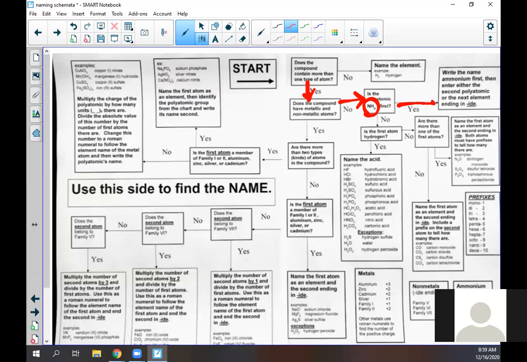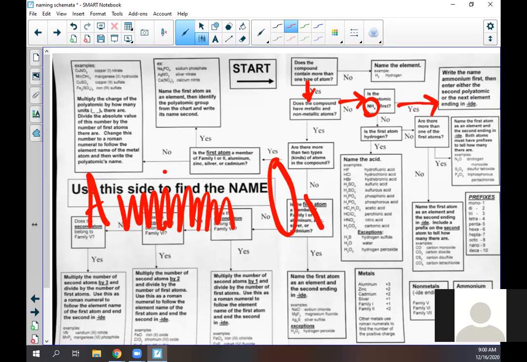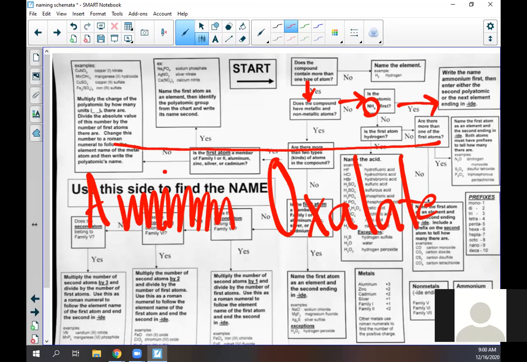So I come over here and it says to write the name ammonium first. Look at every letter, ammonium. Oh, sorry, I forgot the O. There we go. They're all there. Ammonium, and then C2O4 is called oxalate.